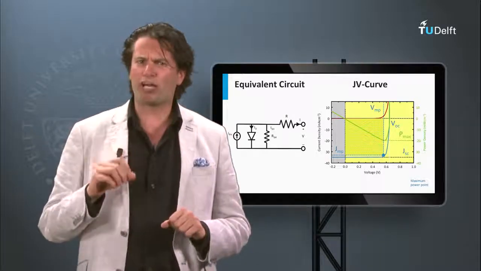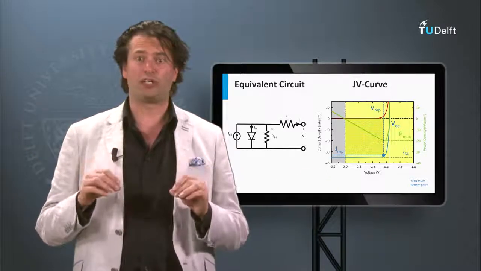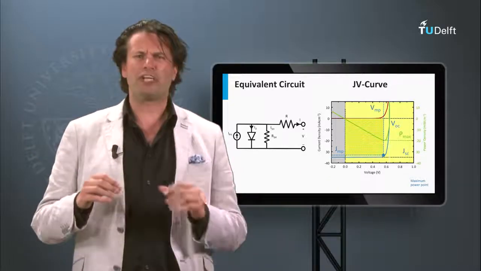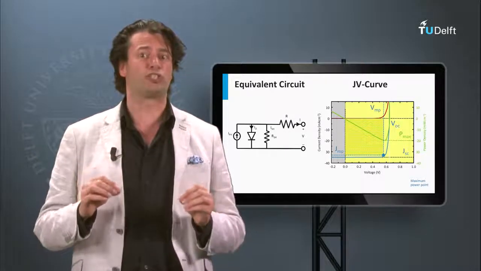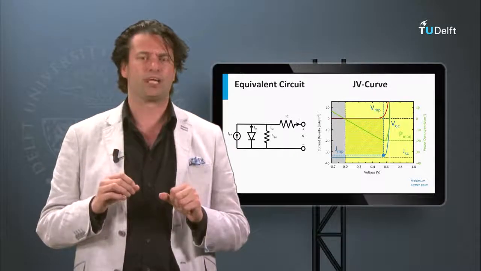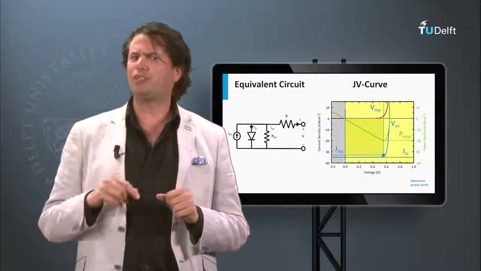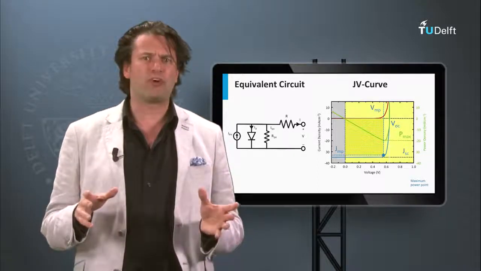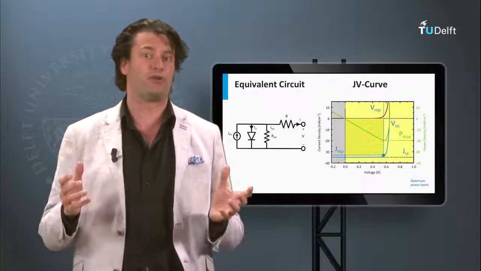First, in this block I will present a simple electrical circuit and corresponding current voltage curves which are able to describe the behavior and the performance of solar cells under illumination and under voltage bias, as we have discussed in detail last week. Before I do that, I will quickly summarize last week's important highlights concerning the physical working principle of a solar cell.